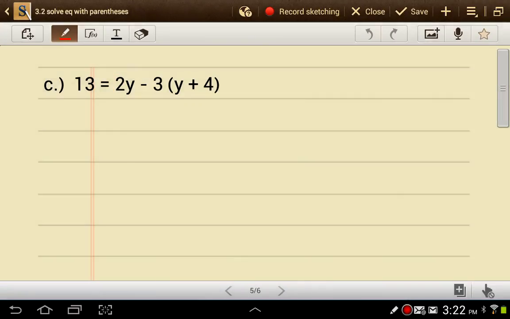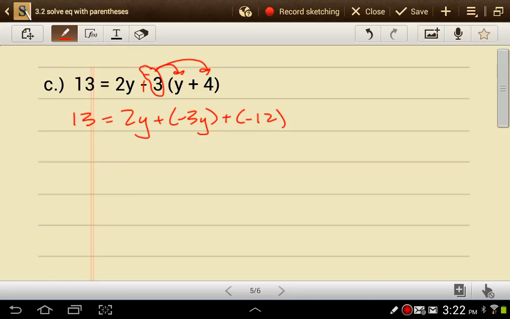In our next example, again, I have a minus 3 for the distributive step here. You have to recognize that distributive step. I'll make that plus negative 3. I'm going to distribute a negative 3 to both parts. So that's going to be 13 equals 2y plus negative 3y plus negative 3 times 4 is negative 12. Okay. Now to solve this, I'm going to add 12 to both sides because that's plus negative 12.